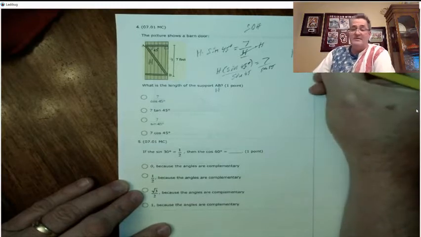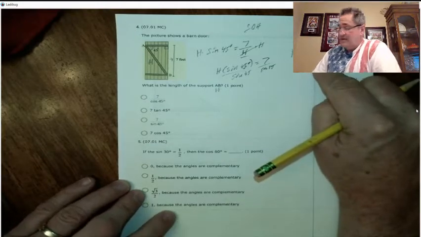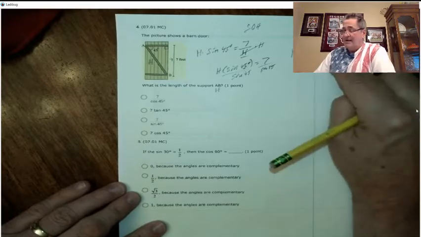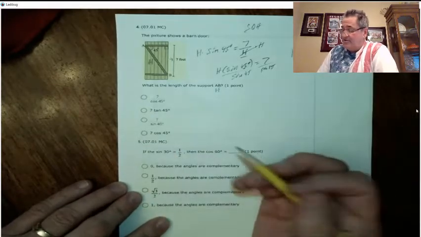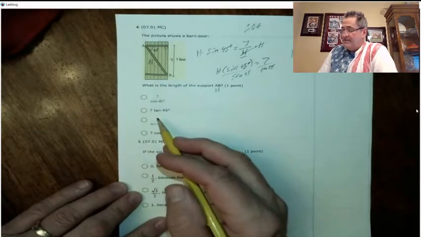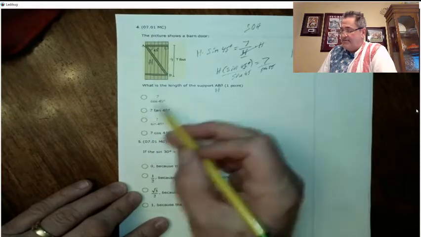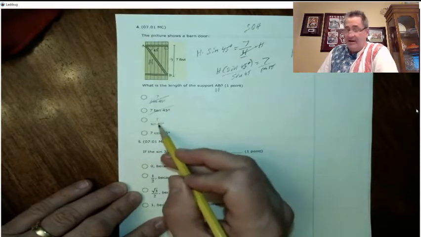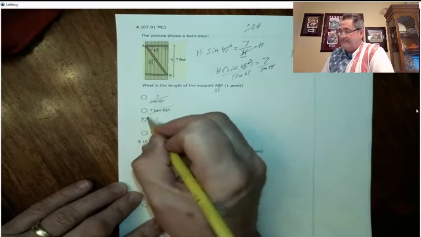And the sine of 45 degrees is a number. We can put it in our calculator and find out what it is. 7 divided by that number would actually give us a length. But they're just looking for the formula here. 7 divided by the cosine? No. 7 times? No, there it is. 7 divided by the sine of 45 degrees. Okay.